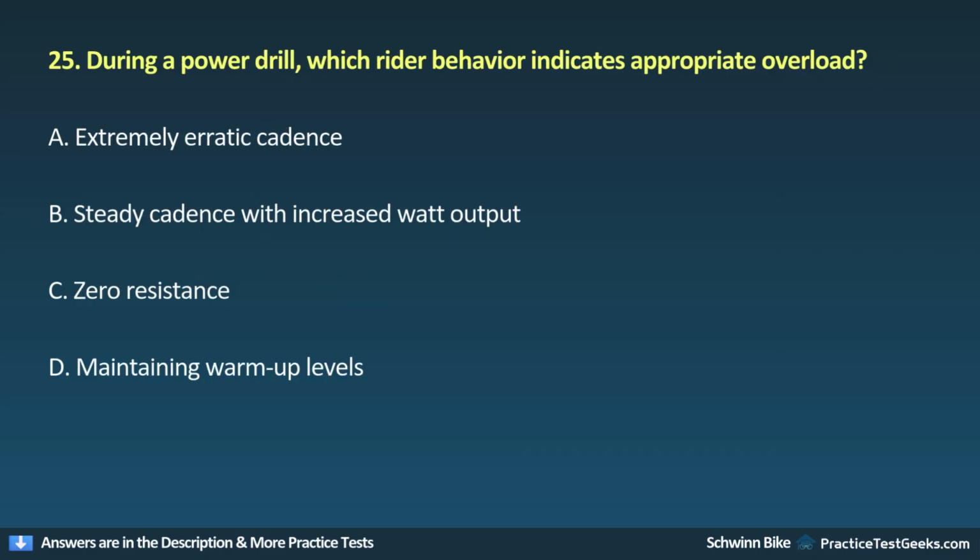25. During a power drill, which rider behavior indicates appropriate overload? A. Extremely erratic cadence, B. Steady cadence with increased watt output, C. Zero resistance, D. Maintaining warm-up levels.